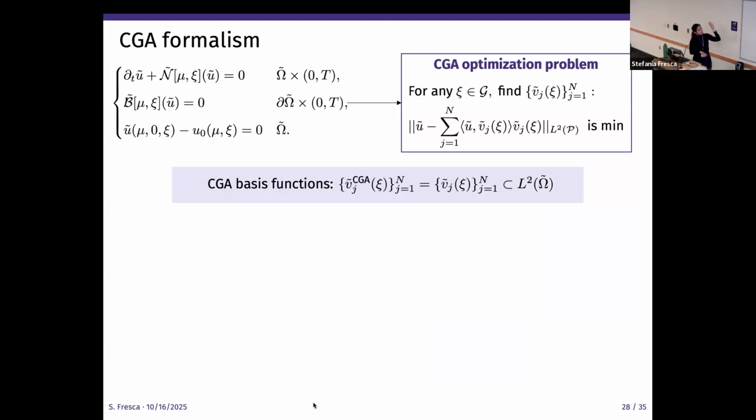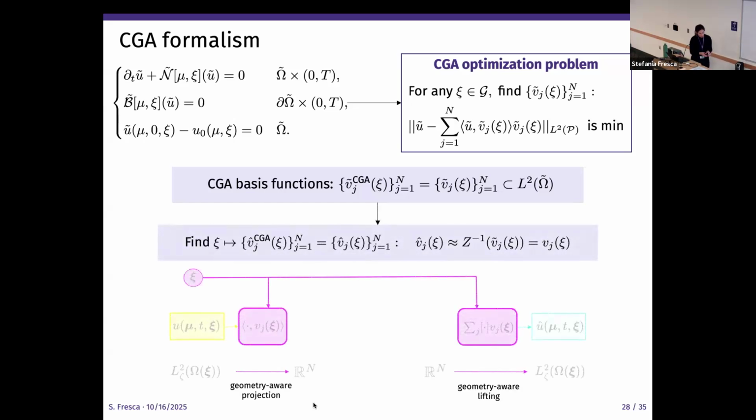So we are on the reference configuration. We want to solve the CGA optimization problem. And by solving it, we obtain CGA basis functions, a set of global basis functions defined on the reference configuration, depending on the geometrical parameters, and in particular, for any given choice of the geometrical parameters, they are optimal. Now, we use again the change of variables formula to obtain an alternative definition of the CGA basis functions, which is just more suited to our need.